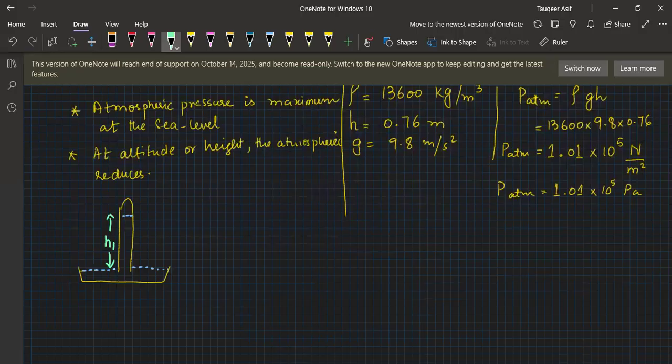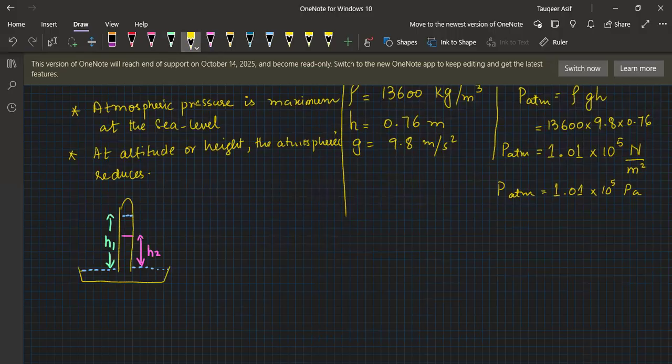Now, if I take this to a high altitude, what will happen? This height is going to decrease, right? And the new height is going to be, let's say, h2. Clear?